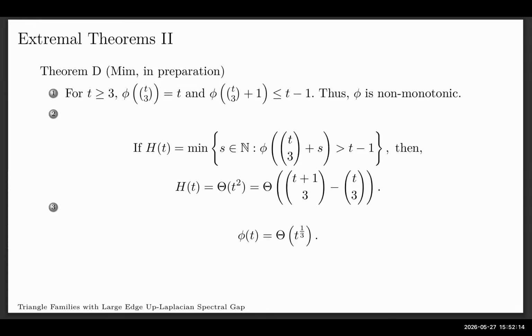Regardless, the growth rate of phi is the same as the growth rate of uppercase lambda, which is the cubic root of the input size. The upper bound we already have from the lambda, because lambda is at least as big as phi, and that's bounded above by t to the 1/3. How do we get the lower bound?